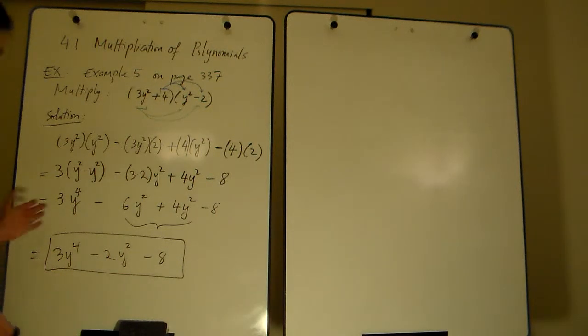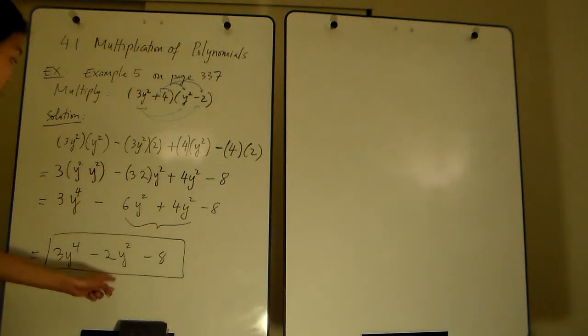You can see you cannot simplify any further. This is the only term with y to the fourth. This is the only term that has y to the second power. And this is a constant term.